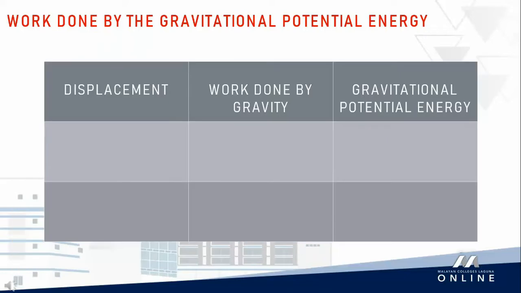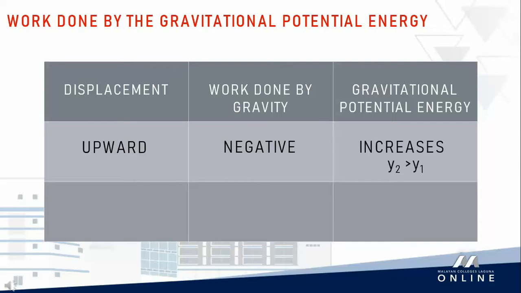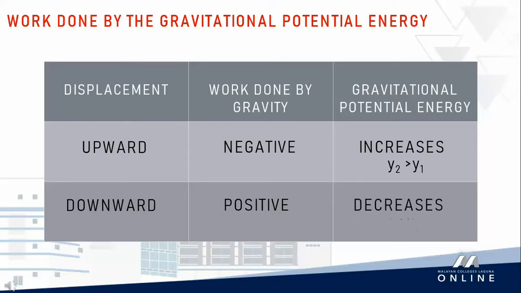Here's a table to summarize the sign convention for work and energy due to gravity. If the object is moving upward, the work done by gravity is negative since they are acting in opposite directions. But the gravitational potential energy increases because there is an increase in height. Likewise, when the displacement is downward, the work done by gravity is positive because the object and the force are acting in the same direction. The gravitational potential energy will decrease because there is also a decrease in height.